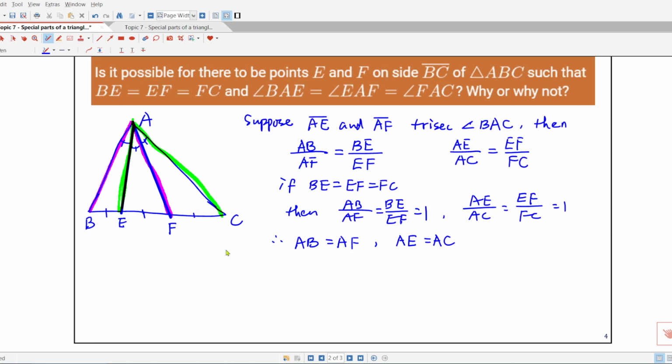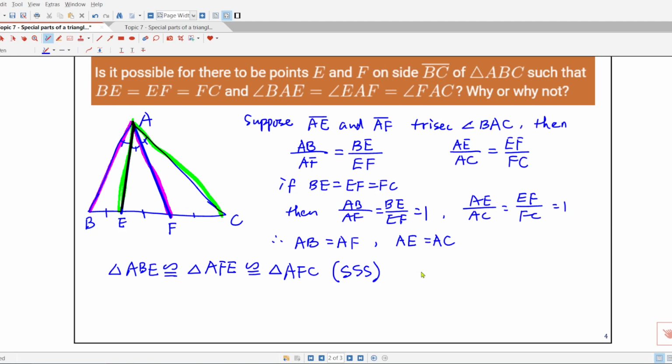So making these equalities in our diagram, congruent triangles then jump out. Specifically, according to SSS, we have triangle ABE must be congruent to triangle AFE, right? You see that? And also congruent to triangle AFC, right? According to SSS.